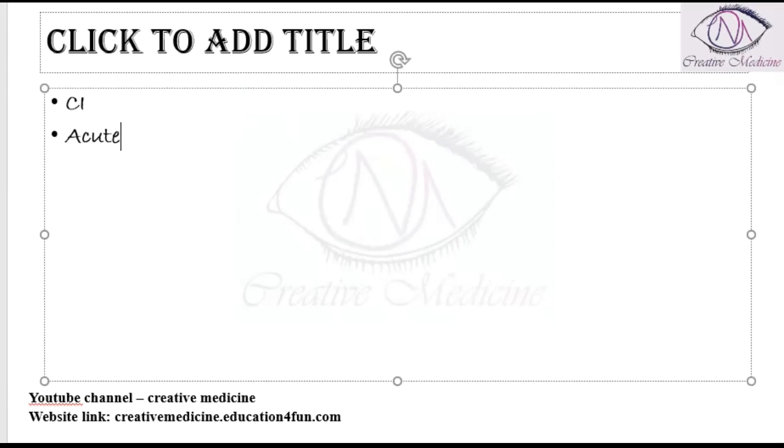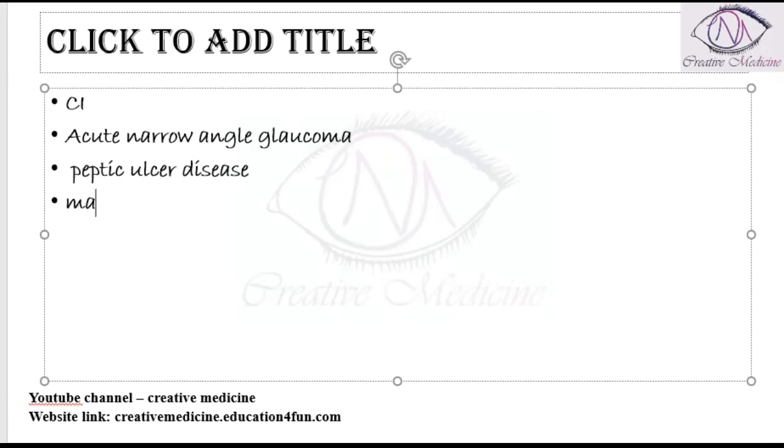Contraindications of levodopa: acute narrow angle glaucoma, peptic ulcer disease, and malignant melanoma. So in malignant melanoma, acute narrow angle glaucoma and peptic ulcer disease, levodopa is contraindicated.